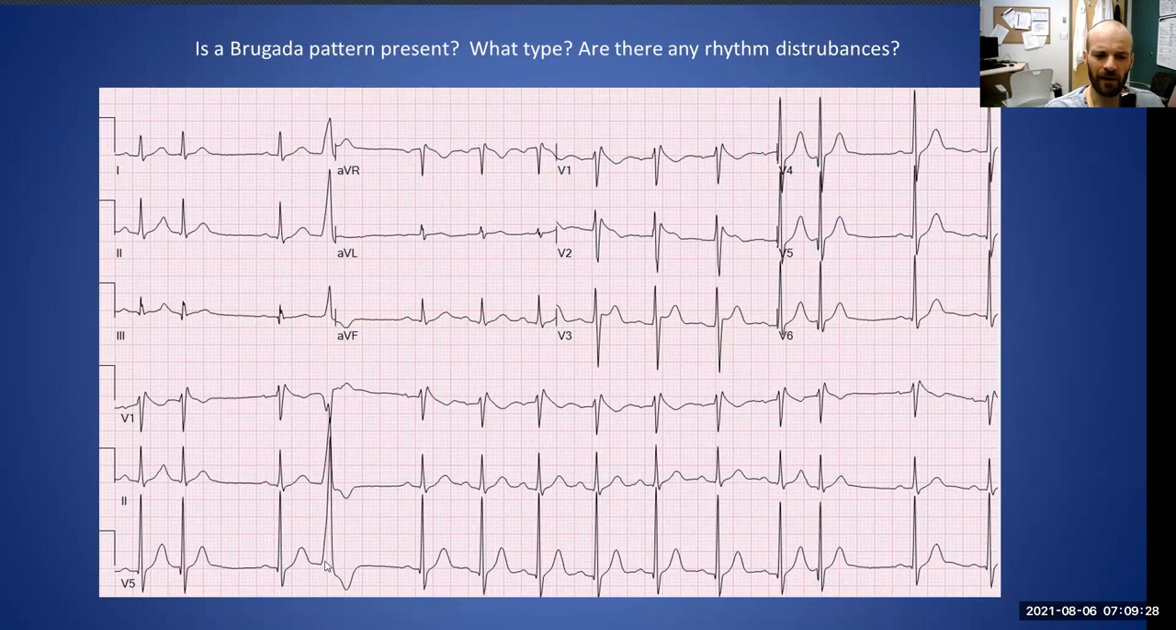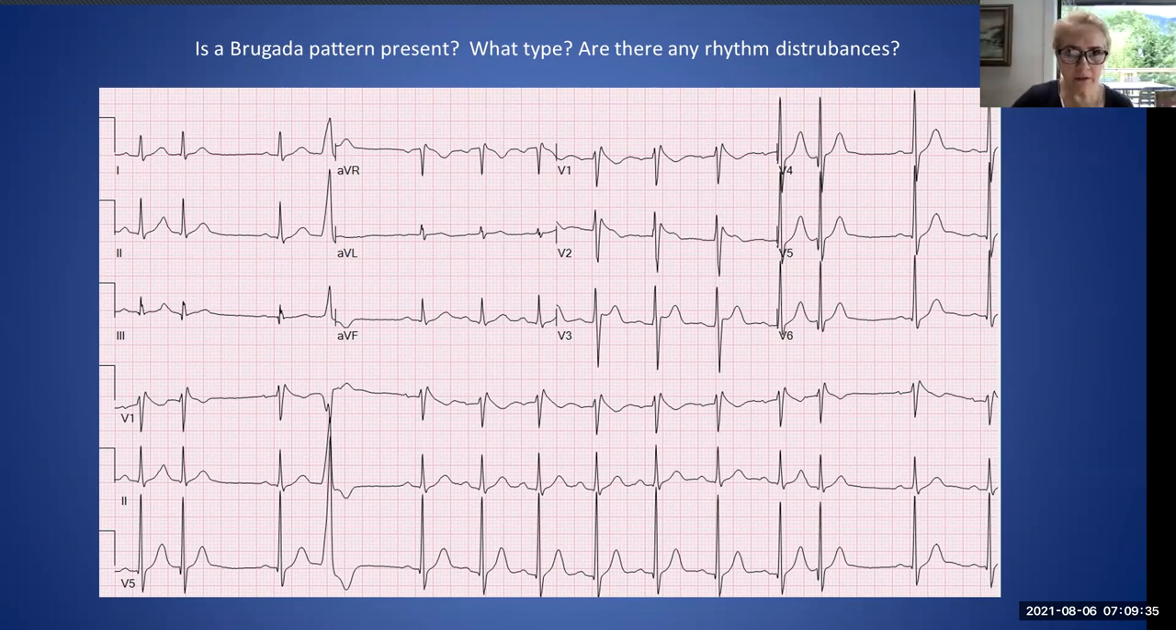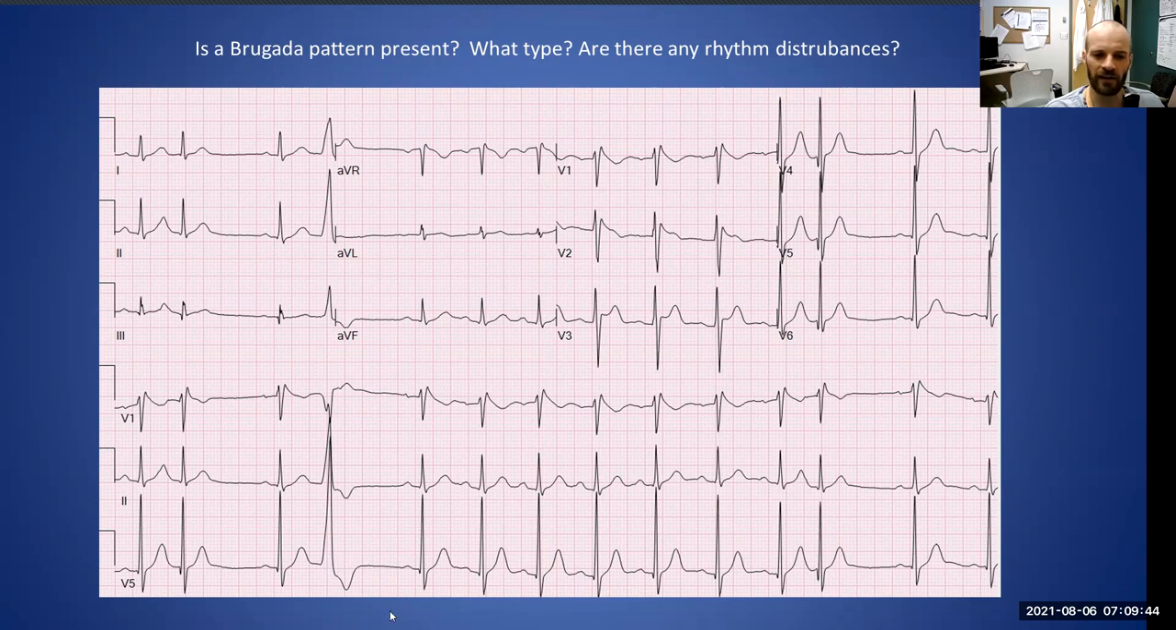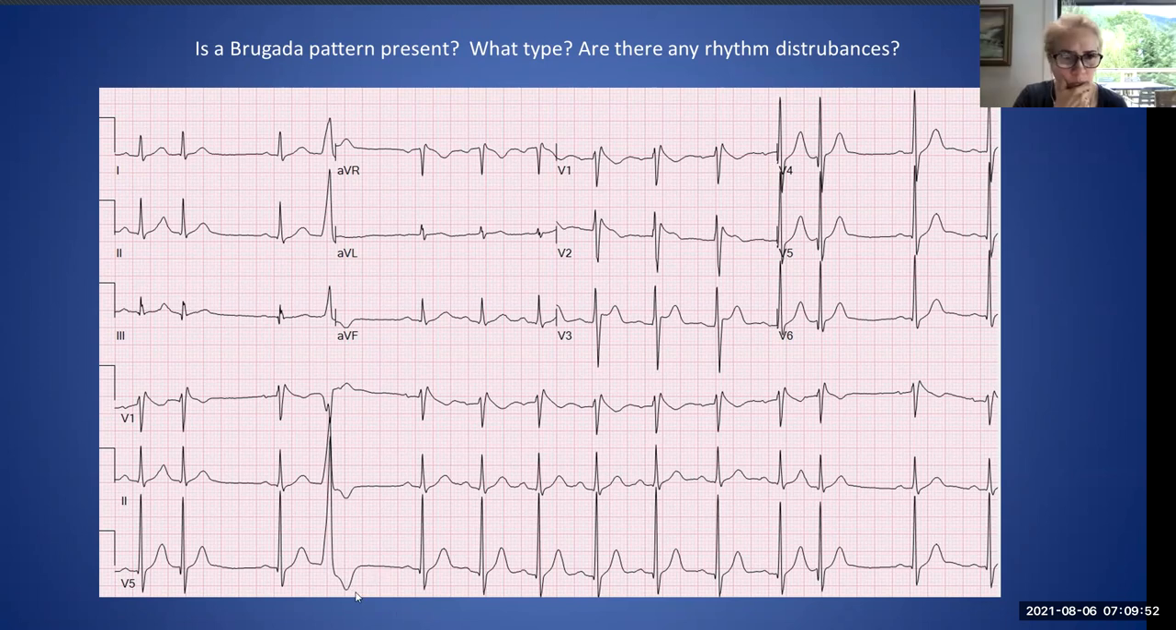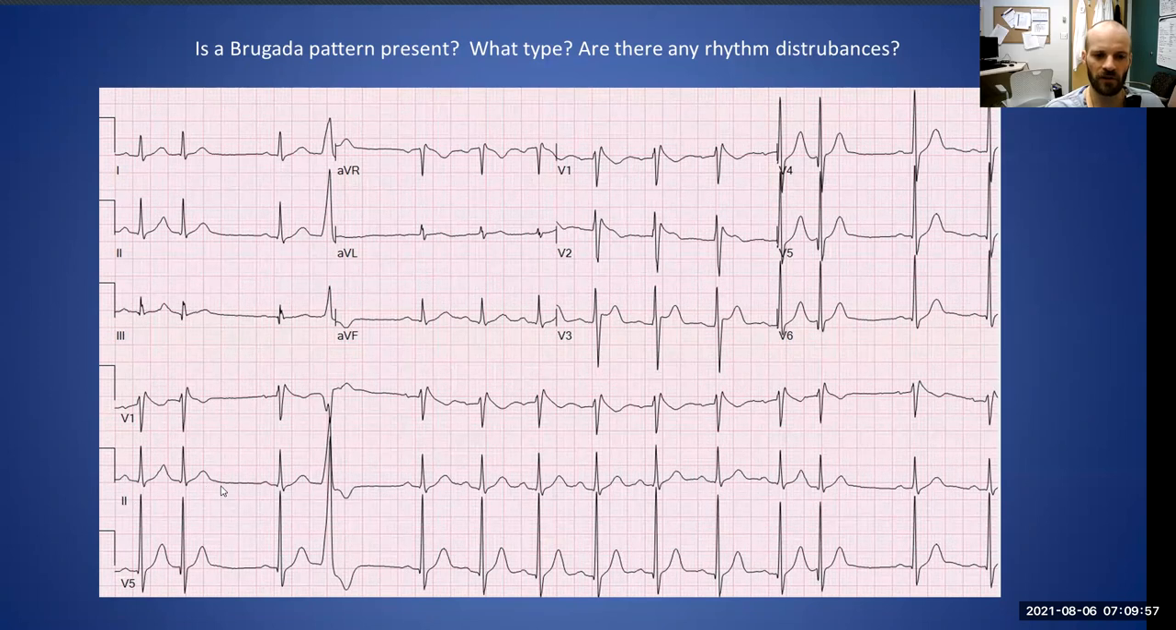Absolutely. Now tell me about the third degree AV block. Why do you think that's the case? Let me just look. So let's look in a lead where P waves are particularly clear. Can anyone remember which leads are most obvious for P waves generally? Lead two. Yeah, lead two. So that's why they've got lead two as a rhythm strip here. They've got a rhythm strip going along here. So let's have a look at the P waves.